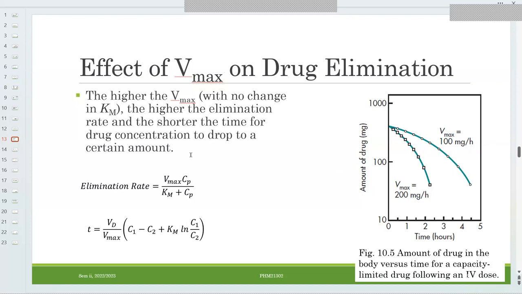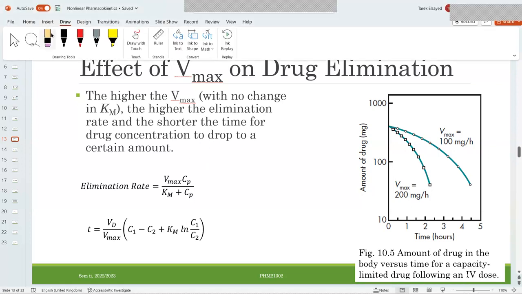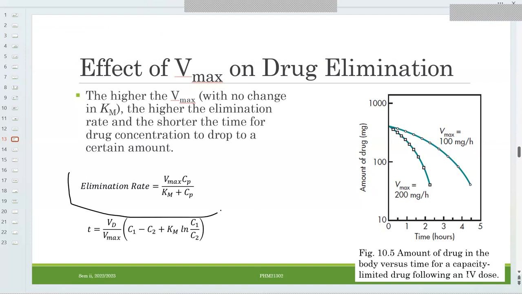If you see the equation for elimination rate, the same equation in the previous slide, okay? Vmax is in the numerator. So there is a direct relationship between elimination rate and Vmax. Higher Vmax means higher rate of elimination, right? So if Vmax is higher, rate of elimination is higher, then there will be a rapid decrease in the amount of drug in the body.